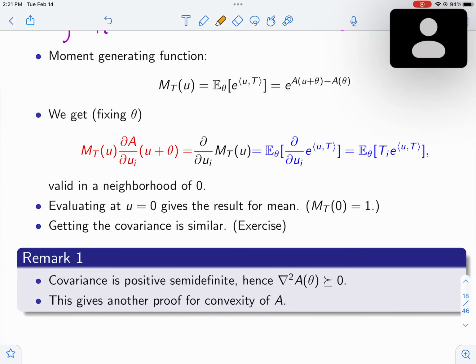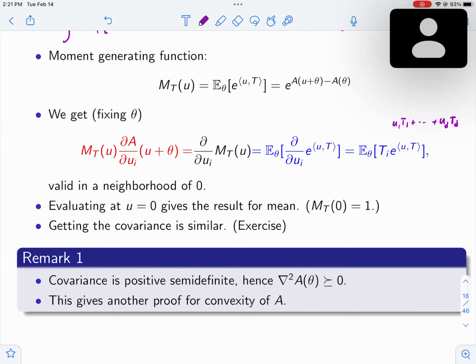So I'm going to take the derivative of this with respect to the ith component. So u is a d-dimensional vector. By what I just said, I can move it inside the expectation. If I move it inside the expectation, I take the derivative of this function. This would be t_i times e to the power. It's an exponential, so I have to take the derivative of the exponent, which is a linear function: u1 t1 up to ud td. The coefficient of the ith one, t_i, comes out, and then e to that. So that's how derivatives work.